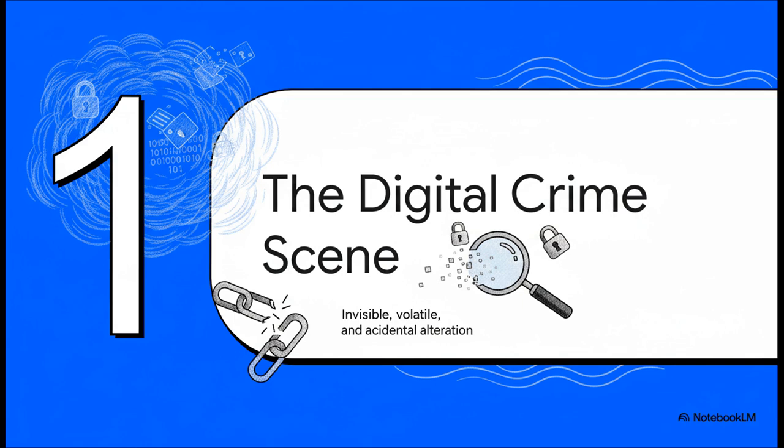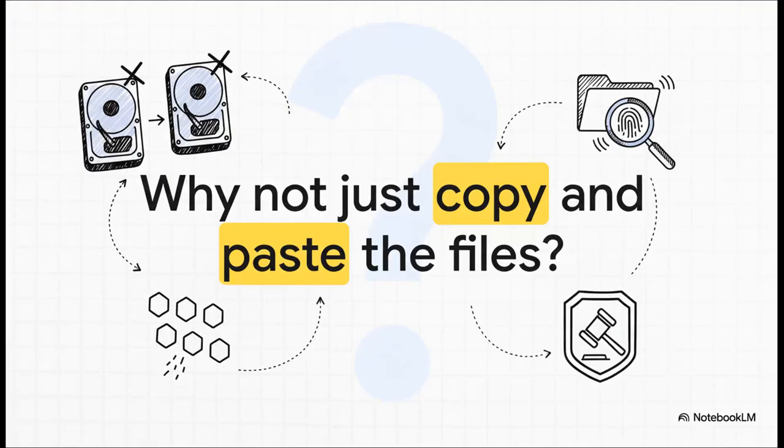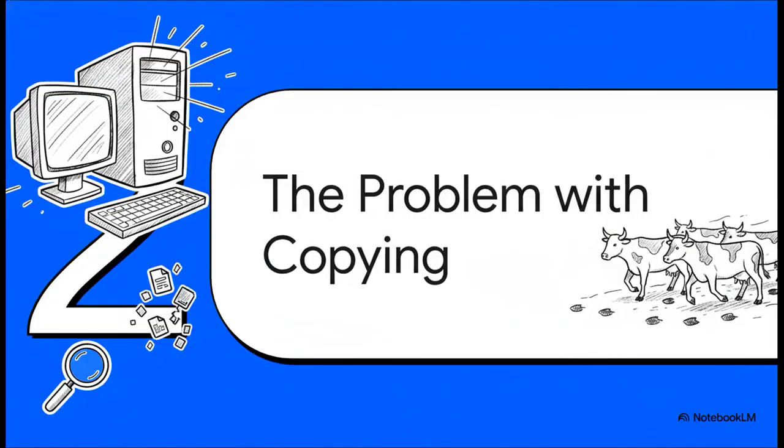Okay, so let's step into what we'll call the digital crime scene. The challenges here are, well, they're totally unique. The evidence itself is invisible, it's volatile, and it's incredibly easy to change by accident. Which brings up a fair question, right? If you just need the files, why not just drag and drop them onto a new drive? It seems so easy. But in the world of forensics, that is one of the absolute worst things you could possibly do. And here's exactly why.